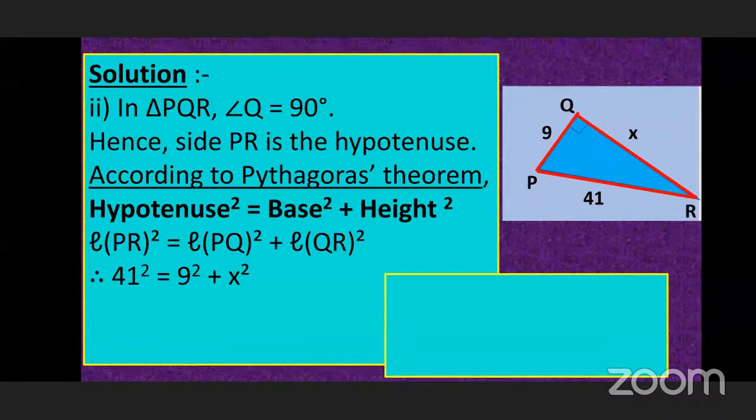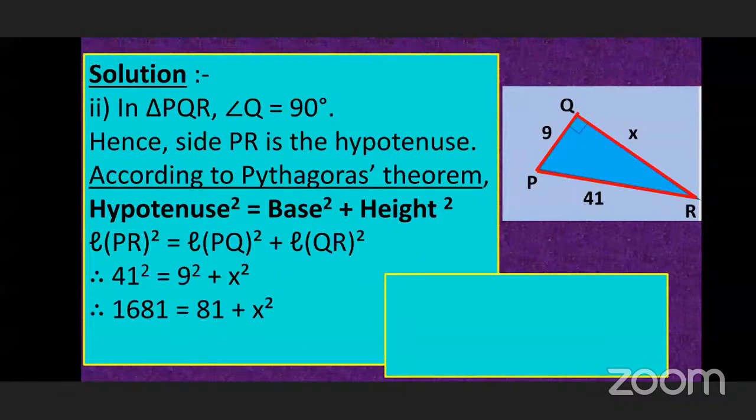As the values given are PR is 41, PQ is 9 and QR is x. So we have substituted the values, and the square of 41 is 1681, which equals 81 plus x square.